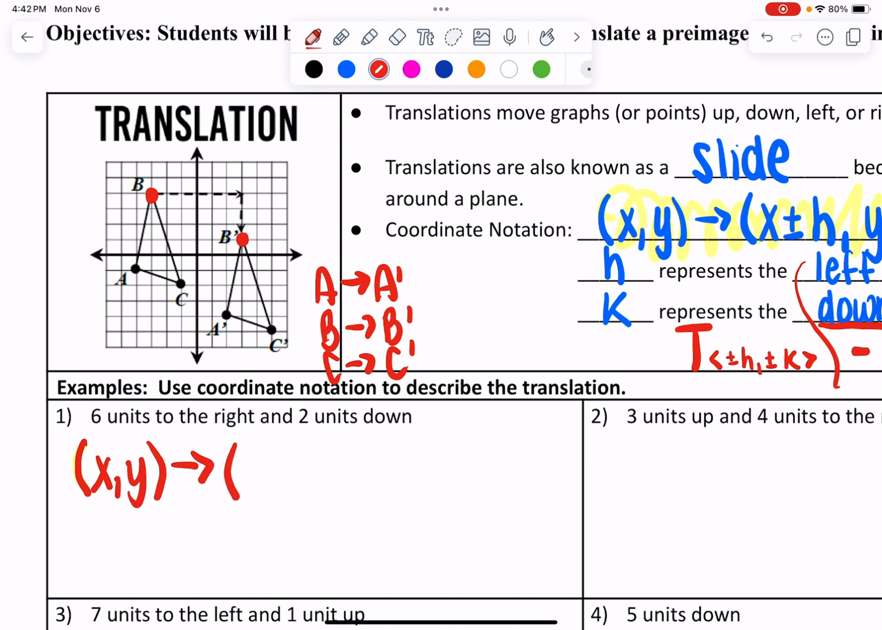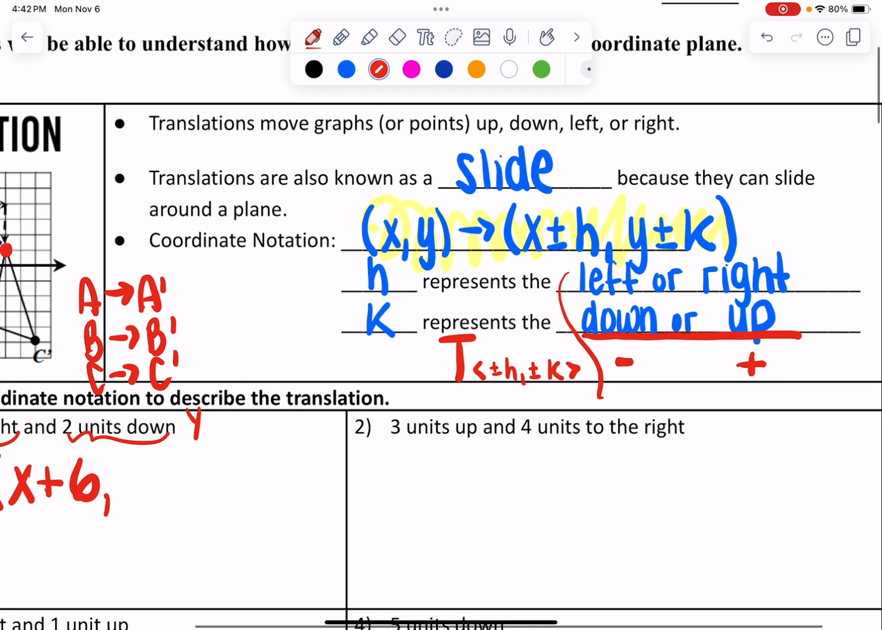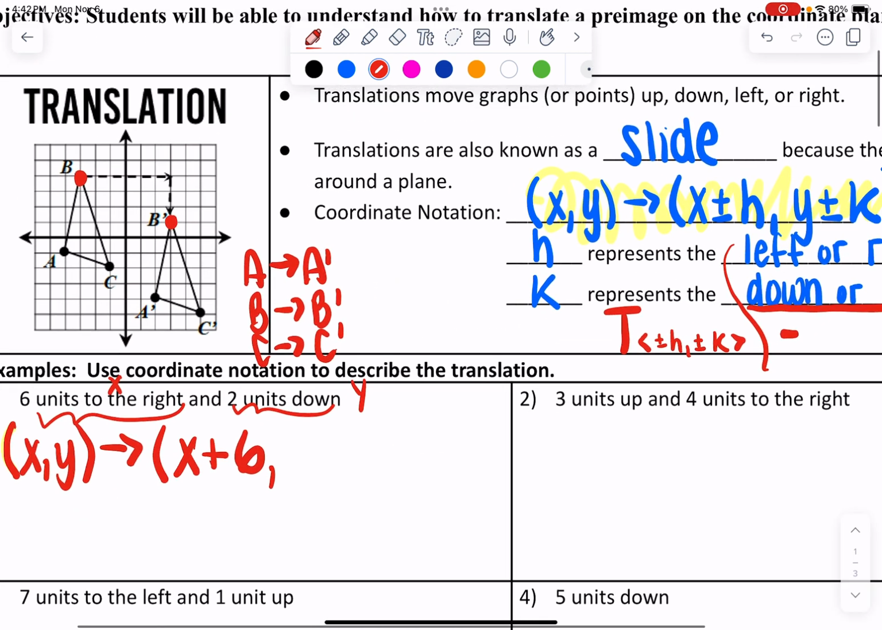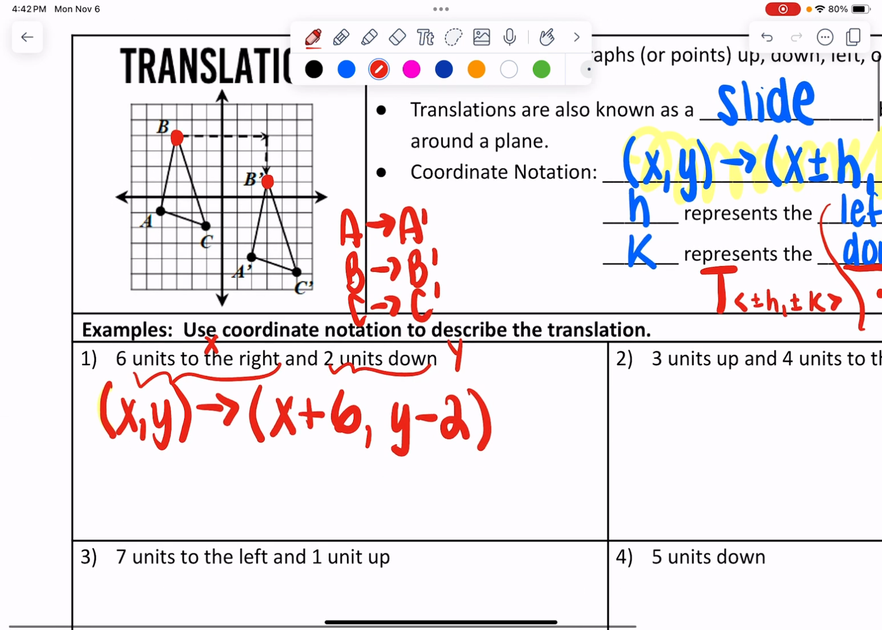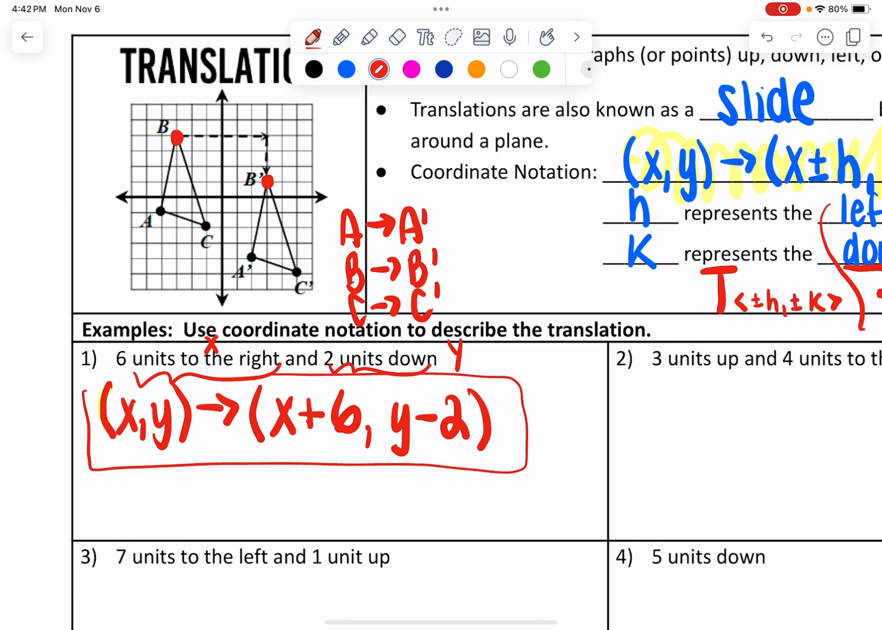If I'm going 6 units to the right, that means x is changing. You're going to add 6 to x since you're going to the right. Then you put a comma, and it's 2 units down. That's dealing with y, and since it's down, you're going to be subtracting. So it'll be y minus 2. And that's it.